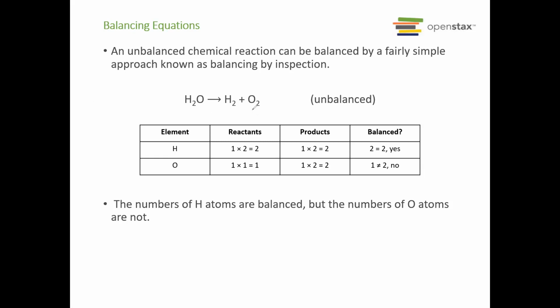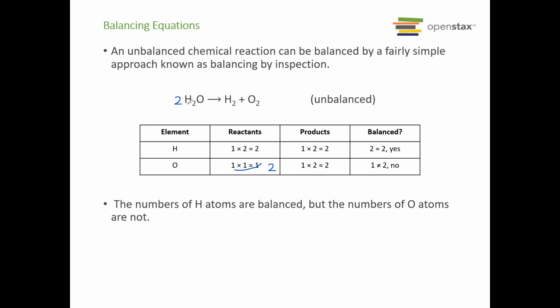And for this one, hydrogen's already balanced, so we don't need to worry about that. But we've got 1 oxygen on the left and 2 of them on the right. So we need to increase the number on the left. So what we're going to do is put a 2 there. What that does is give us 2 of these water molecules. So now we've got 2 oxygens on both sides. And it looks like our table is balanced now, 2 and 2, 2 and 2.